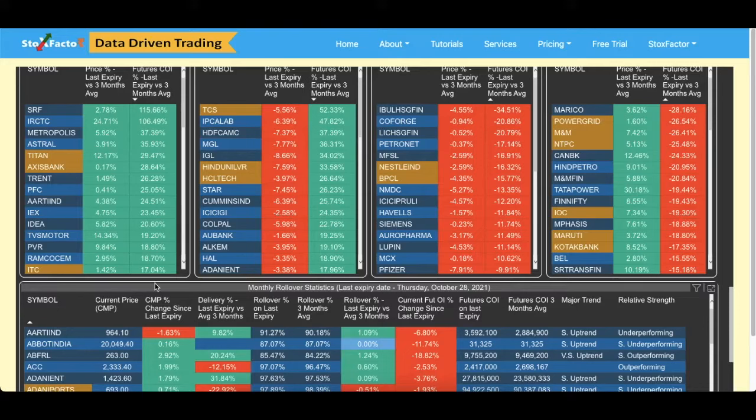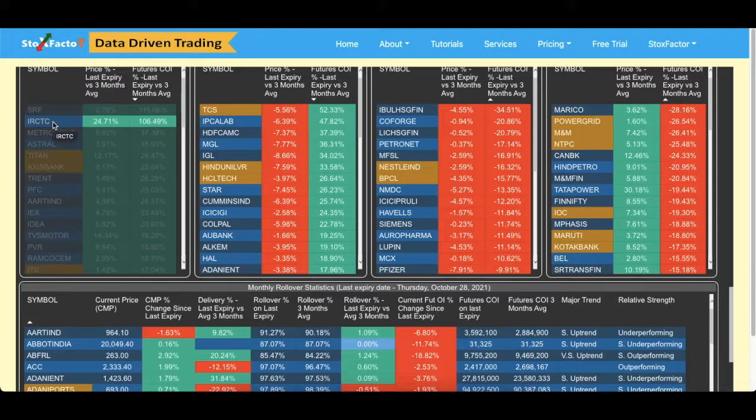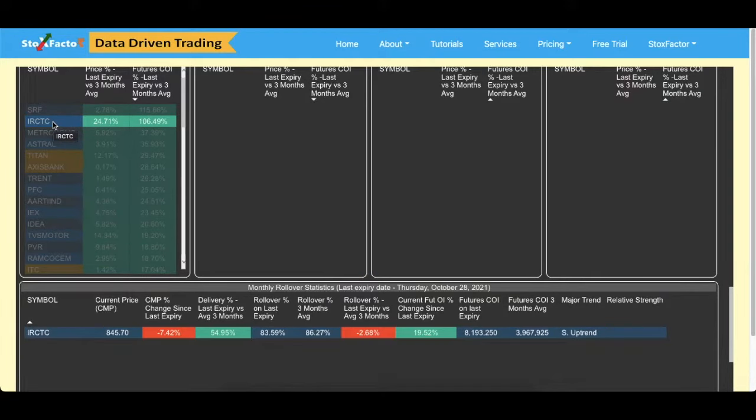So for example, friends, let's focus on IRCTC. It is very good in price and you can see more than 100% increase in the futures cumulative open interest as compared to average. Now suppose if we click on this, the below table will be filtered and will be specifically focusing on IRCTC. So now you can see the table below is filtered. We have provided this navigation feature for you to easily filter down the stocks.